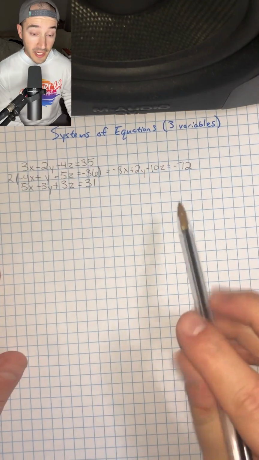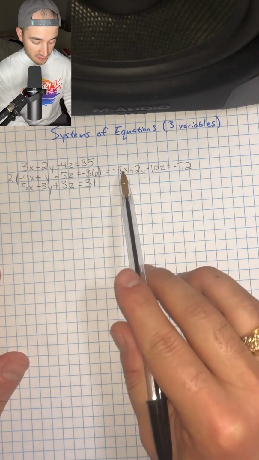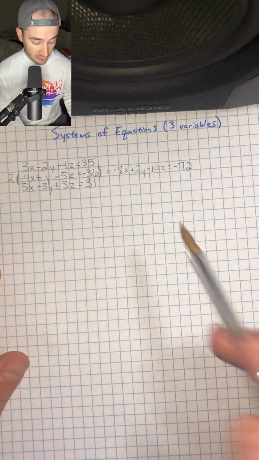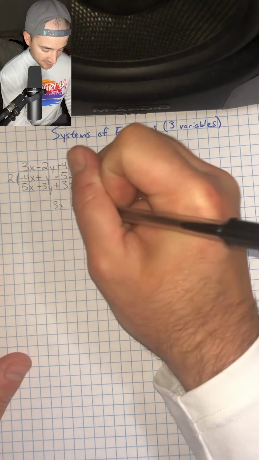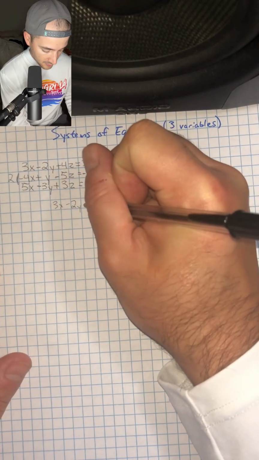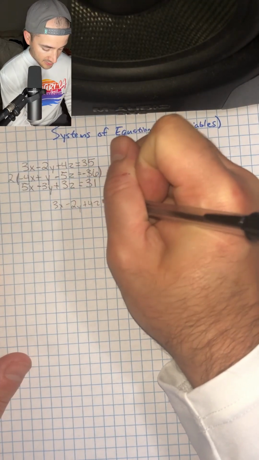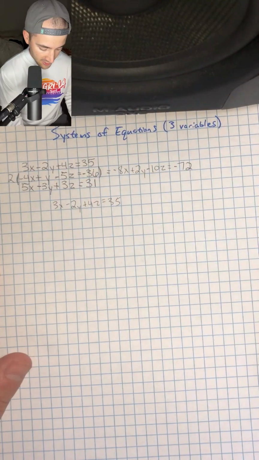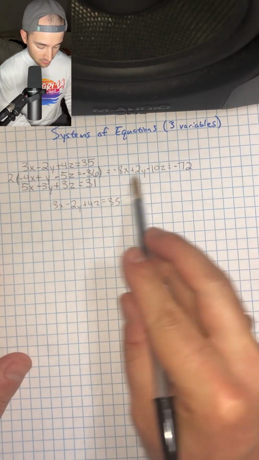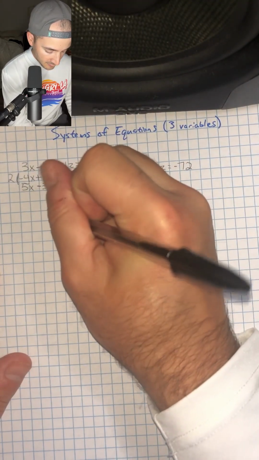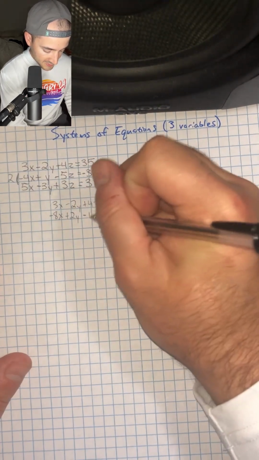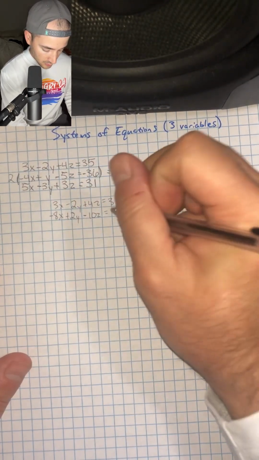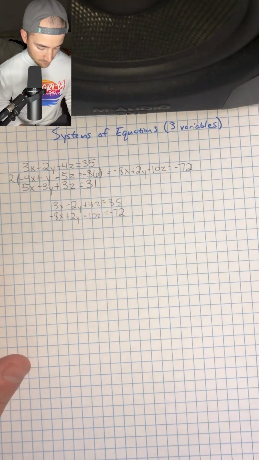So I'm going to rewrite my first two equations now so that I can start eliminating that y variable. So my first equation is 3x minus 2y plus 4z is equal to 35. And I'm going to write my second equation underneath it. So negative 8x plus 2y minus 10z is equal to negative 72.